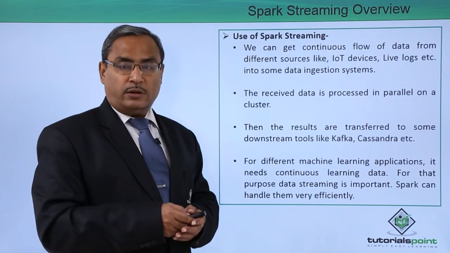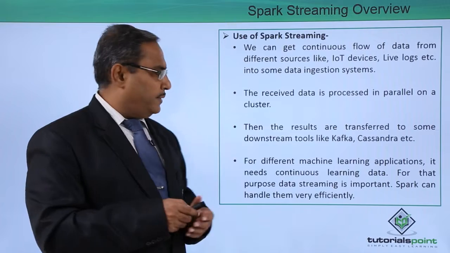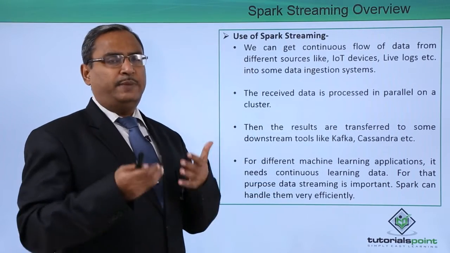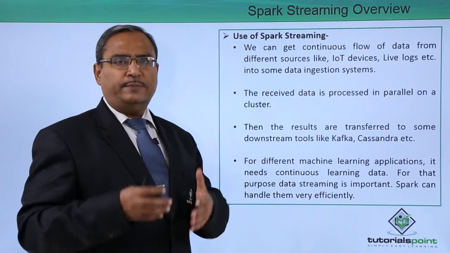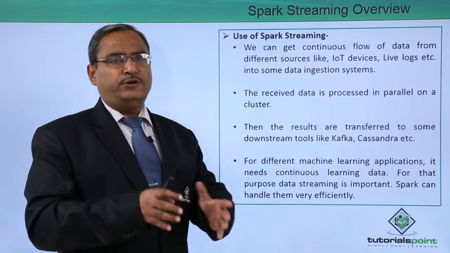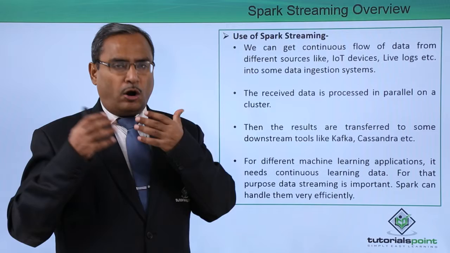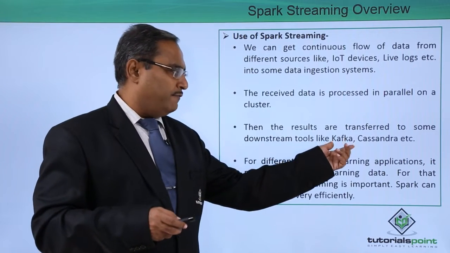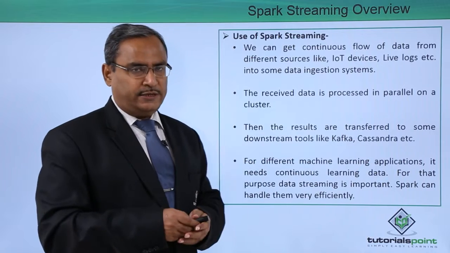Cassandra is one kind of NoSQL database. When the results are transferred downstream, upstream means the data coming into the systems, and downstream means the processed data is written to some output sources, and in that case the destination will be Kafka, maybe Cassandra, etc.